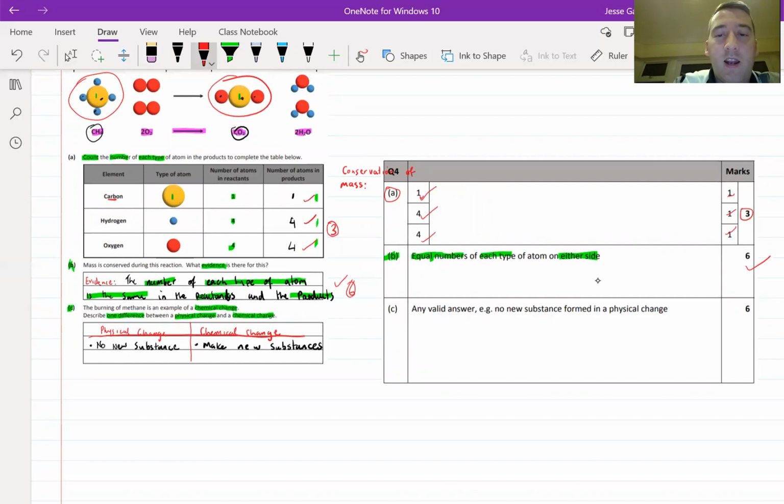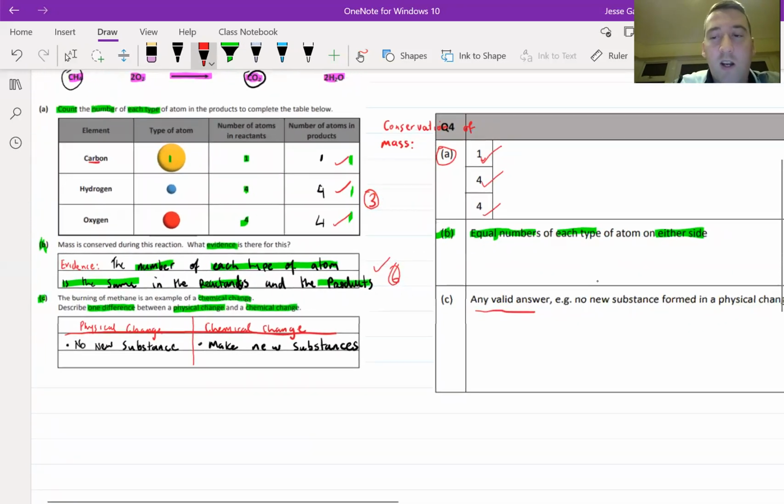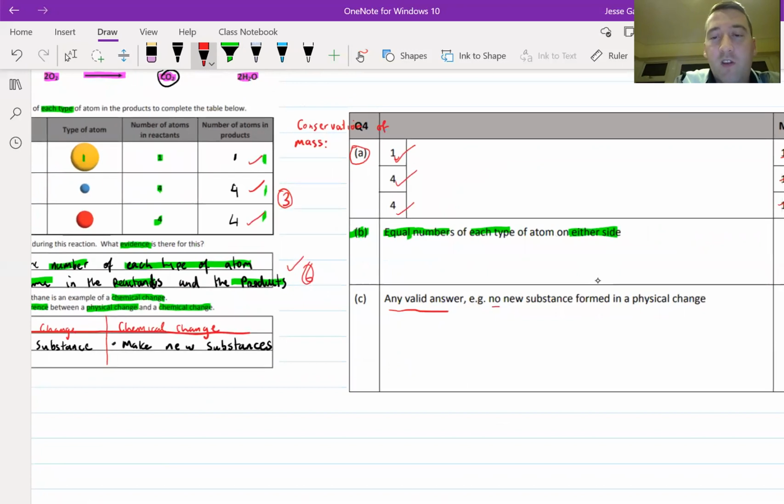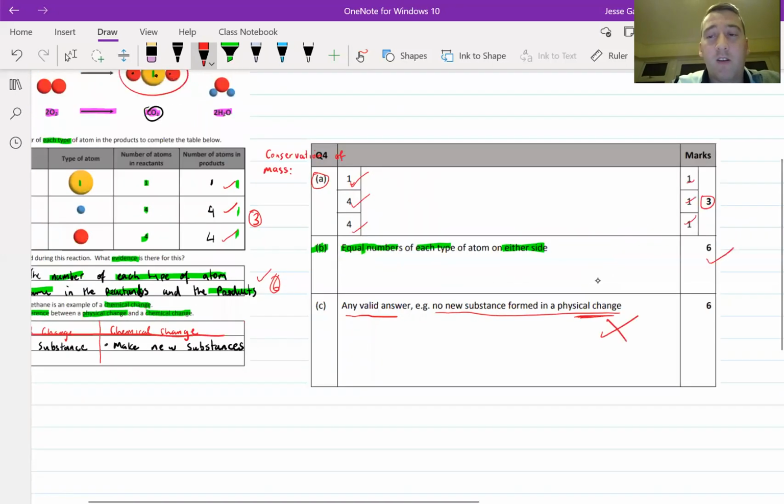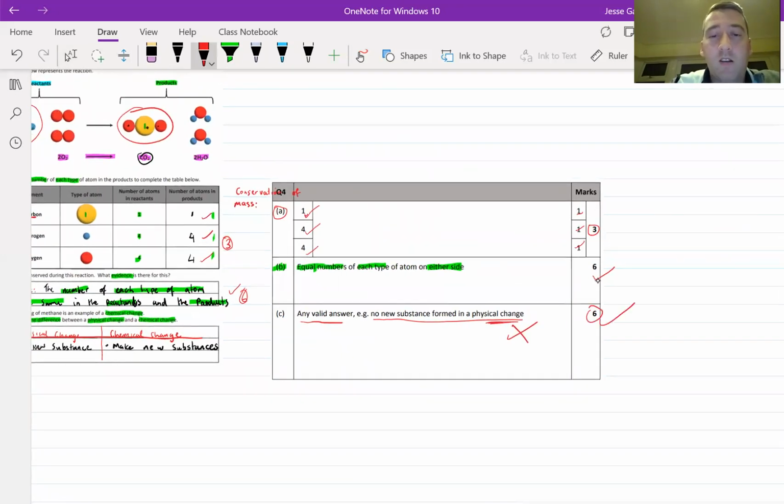The last one then, literally it's saying any valid answer, but it has to be valid, I suppose. What has it said here? The difference, no new substances formed in a physical change. I don't actually really like that answer because that only talks about physical change. If you're writing as a sentence, then you should be saying no new substance formed for physical change, and you should be finishing off, there is a new substance formed in a chemical change. So I actually don't like that marking scheme there. I would only give half the marks for that, to be honest. It is worth 6 marks.